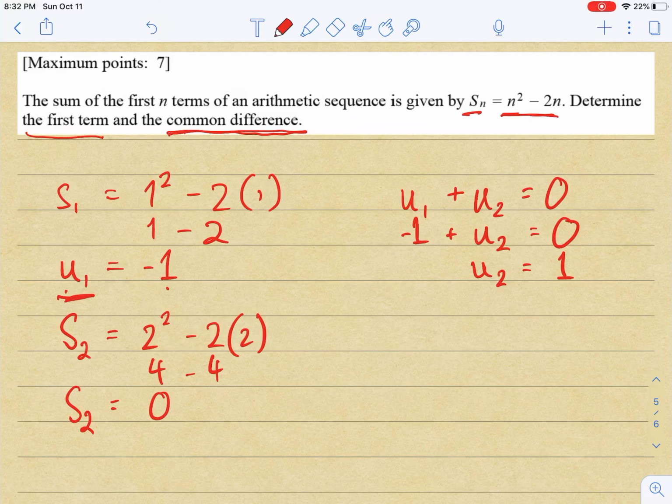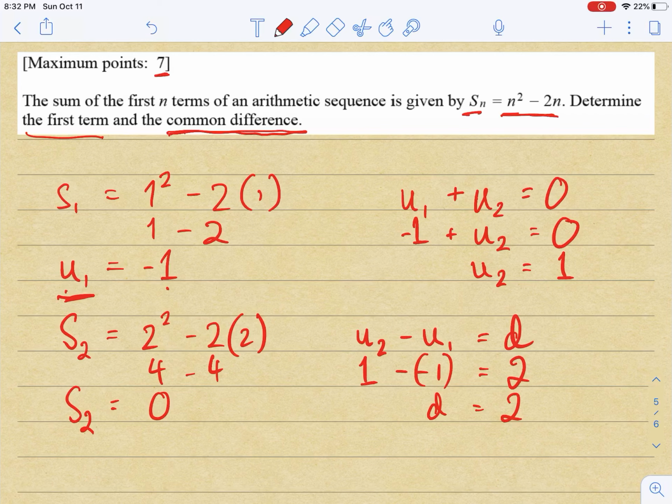Now that we know that second term, we can say u2 minus u1, the second term minus the first term, will give us the common difference. u2 is 1, u1 is negative 1, so 1 minus minus 1, well, that equals 2. And so the common difference is 2.